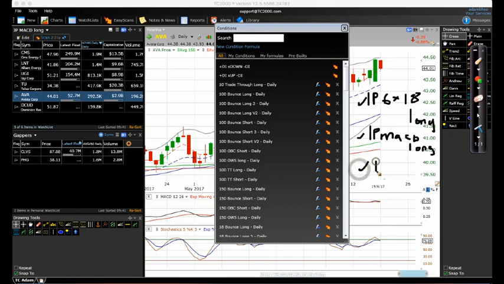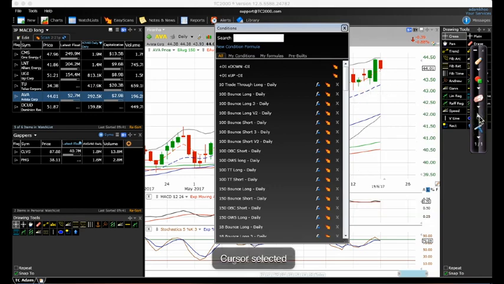Next, you have to create an impulse pullback 6 cross 18 short setup. These scan for short trades when the 6 EMA crosses below the 18 EMA. And finally, impulse pullback MACD short. So you have to create 4 of these scripts. I'll show you in a short while how to create them. Following that, you have to create 4 easy scans in order to scan the market for these 4 setups every day.